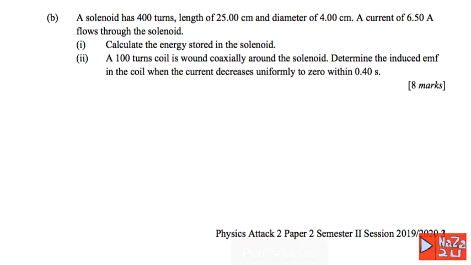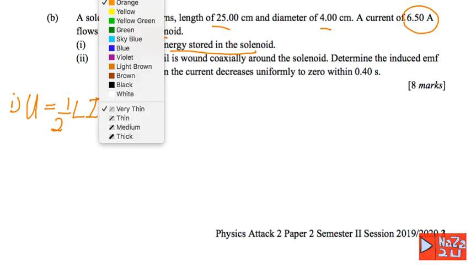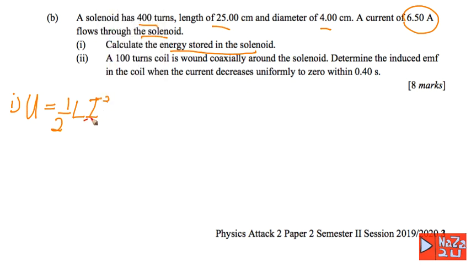Number 4b: a solenoid of 400 turns, length 25 cm and diameter 4 cm, and the current flowing through the solenoid is 6.5 amperes. Calculate the energy stored in the solenoid. To calculate the energy stored, you can use the equation U equals half L I squared. This is the current. So now the current here is 6.5.